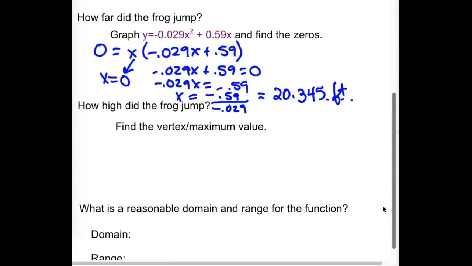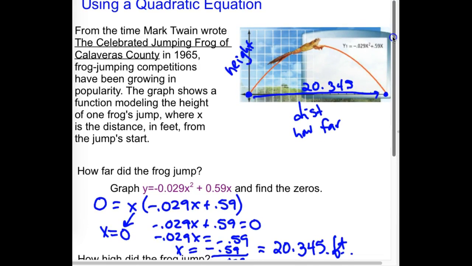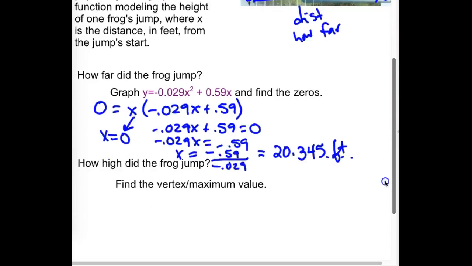The second question says, how high does the frog jump? Now we're looking for what point? What's this called? The vertex. We need to find the vertex. How did we find the vertex when we had it in standard form? X equals, yes, negative b over 2a.